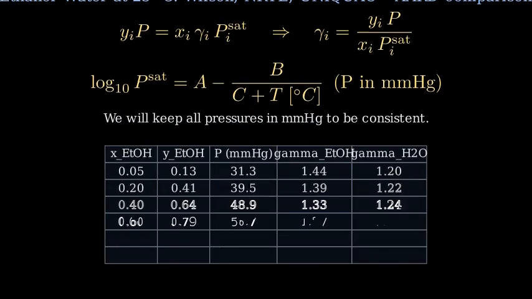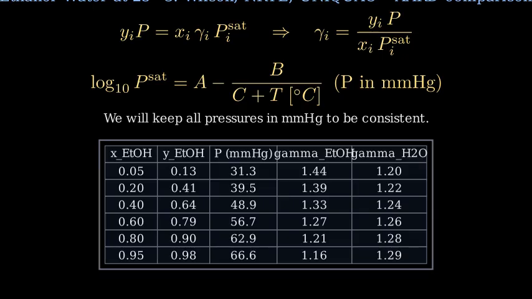Here is a compact, clean data table for ethanol in the liquid mole fraction, ethanol in the vapor mole fraction, the total pressure in millimeters of mercury, and the activity coefficients implied by the vapor-liquid equilibrium relation. Nothing overlaps. Each entry has its own clear cell.